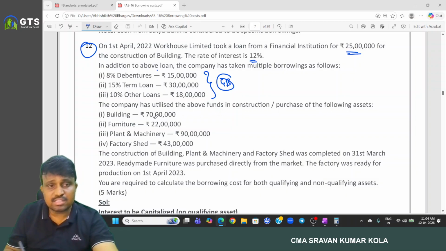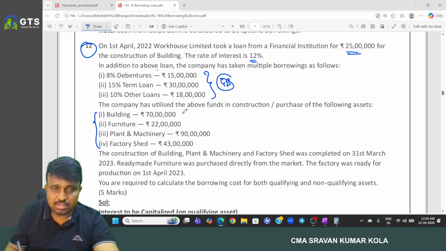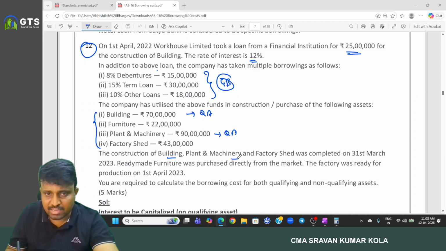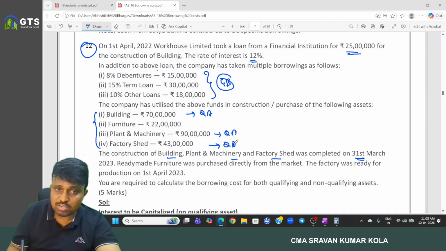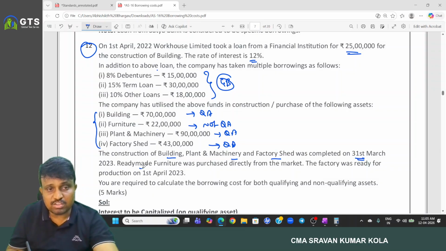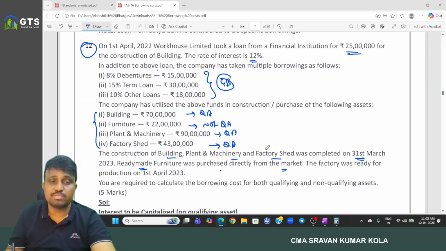And here that amount is used for construction. So building is a qualifying asset. Plant and machinery is a qualifying asset. The construction of building, plant and machinery, and factory shed was completed on 31st March. So this is also a qualifying asset. But furniture is not a qualifying asset, because ready-made furniture was purchased directly from the market.